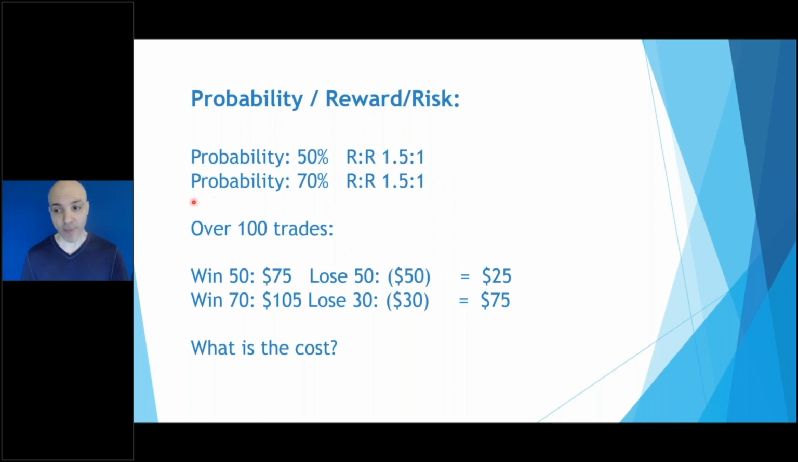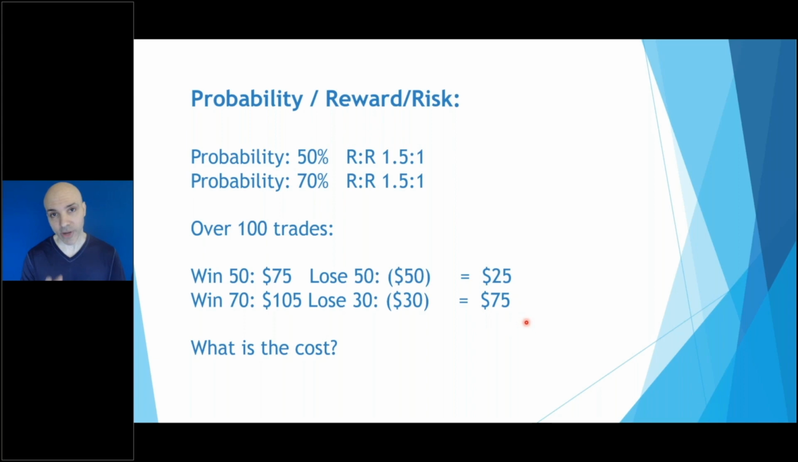Now, over a population of 100 trades, if you're at a 50% probability, that means basically you win $75 and you lose $50. So you come out ahead by $25, assuming you're wrong half the time but winning just a little more than you lose. Now, when we compare that to 70% probability, look at the outcome: you're coming out ahead $75.